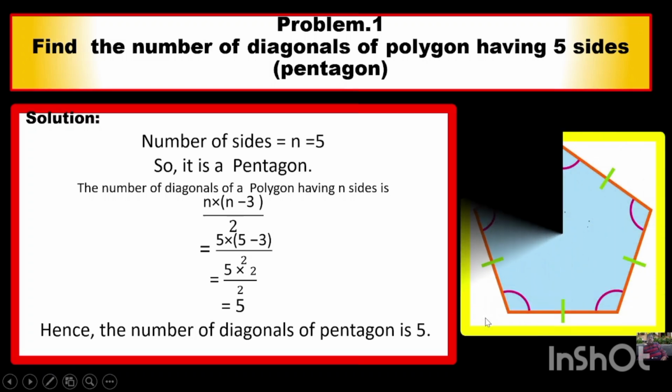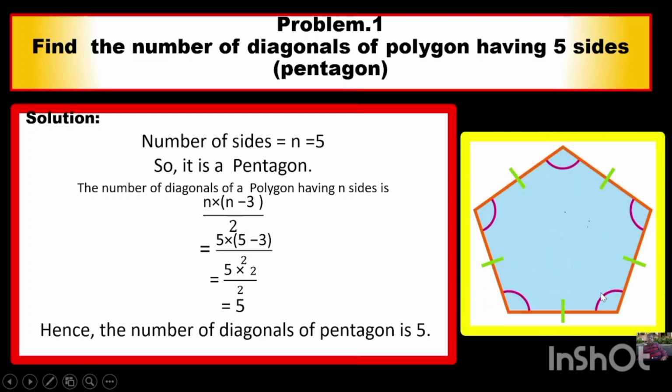And students, look at this interesting diagram. Another interesting fact: you see the number of sides n is equal to 5. Here you see this factor n minus 3. In place of n you write 5, 5 minus 3, and find the difference. 5 minus 3 is 2. And one interesting fact is that you can draw 2 diagonals from every vertex of the polygon.